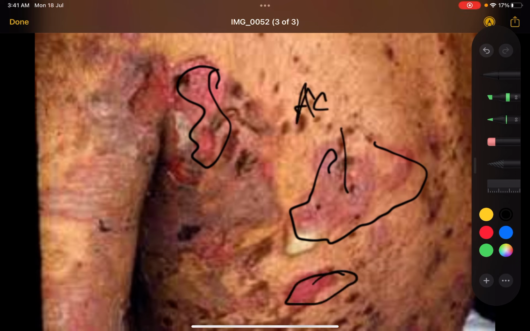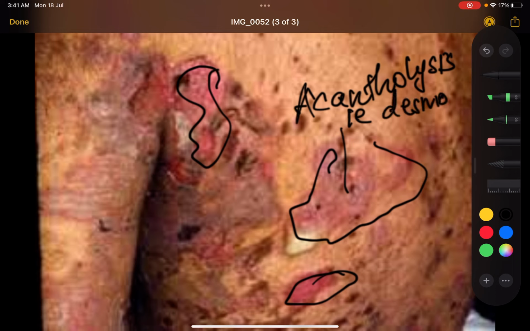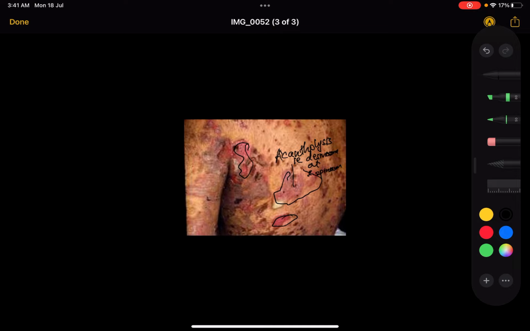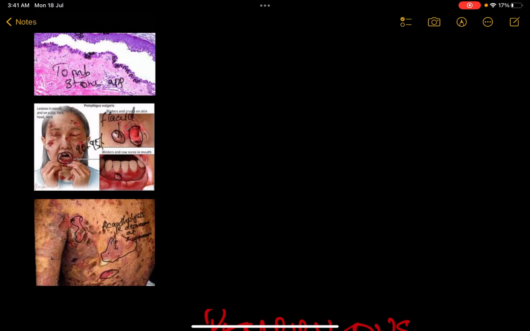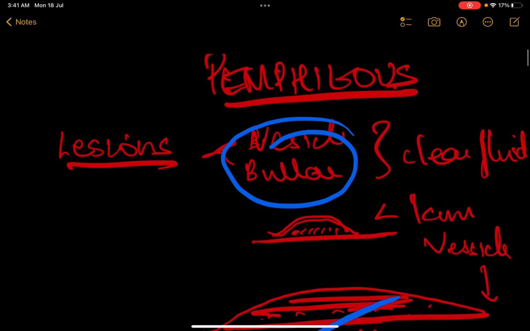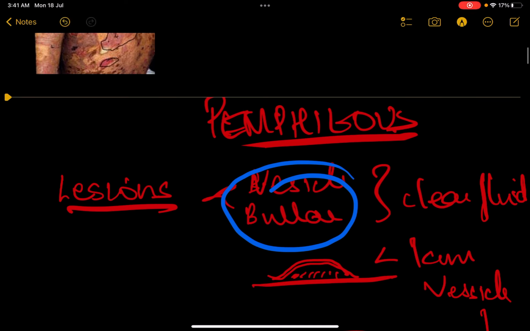Why do they not heal quickly? Because the defect itself lies in acantholysis, that is, damage of the desmosome at the stratum spinosum. So that about does it, and we are done with Pemphigus vulgaris, the most important. Thank you.